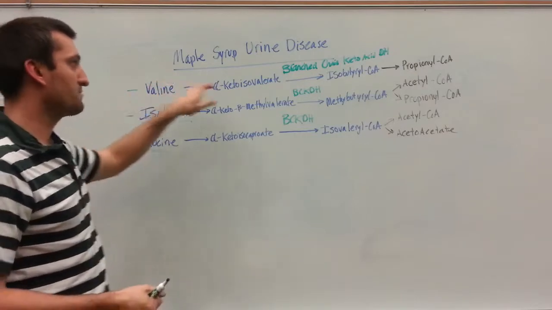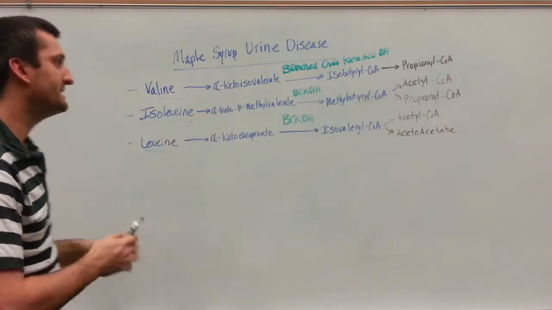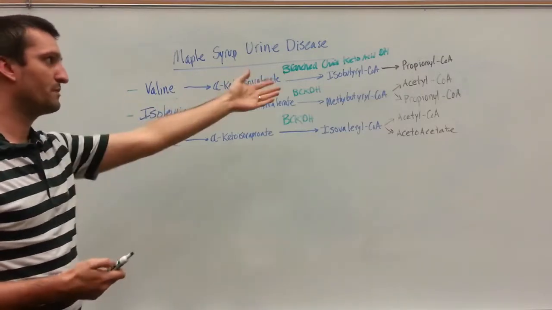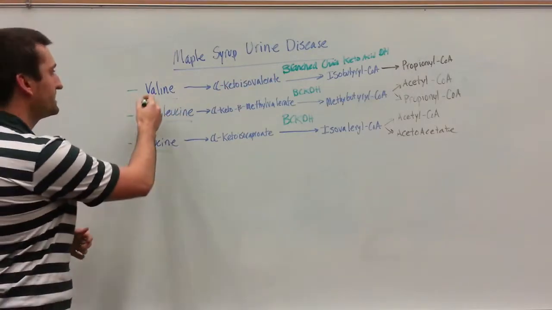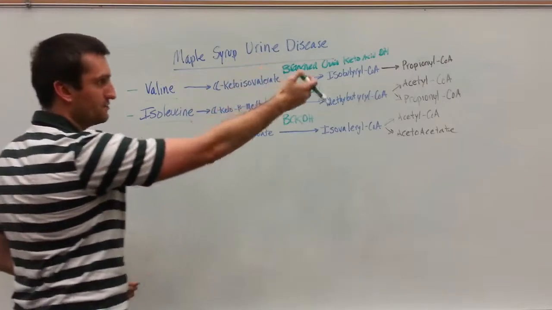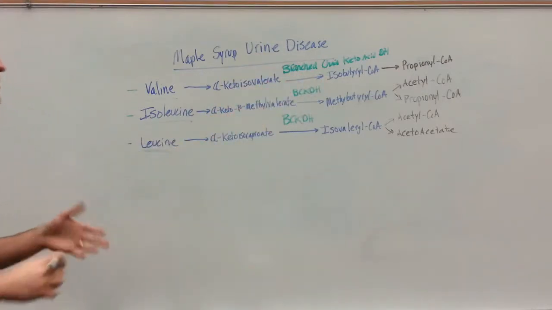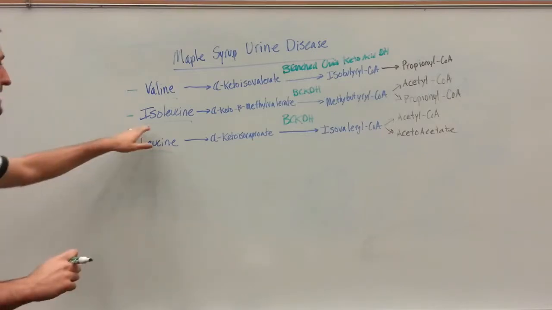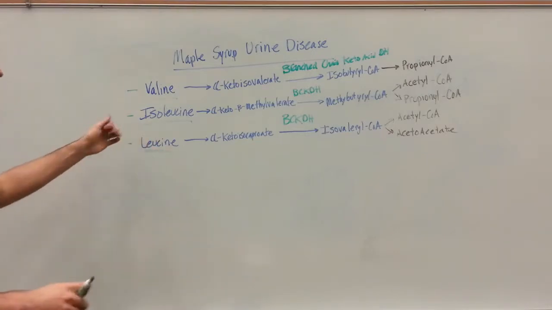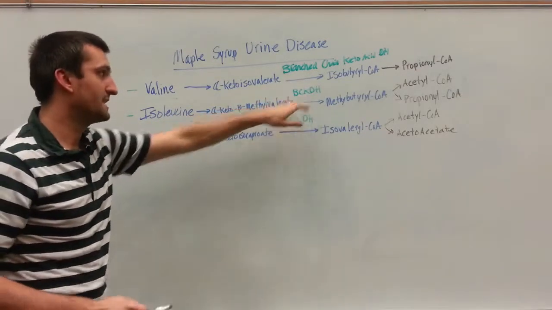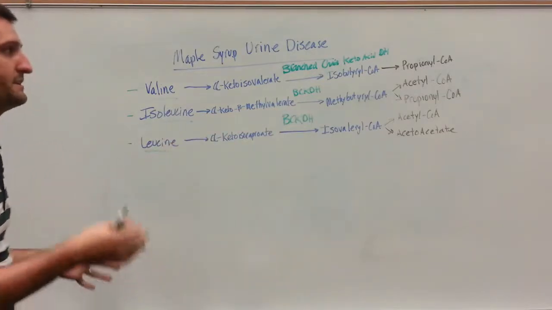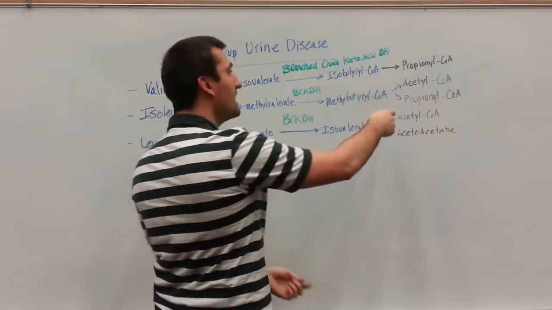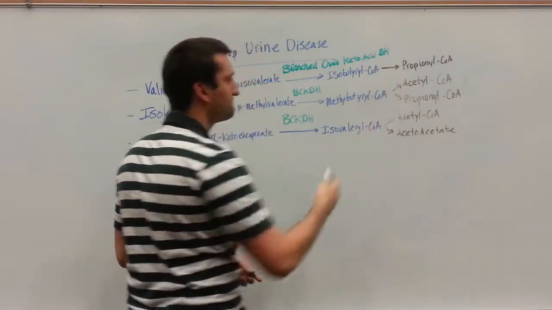Valine is going to be broken down by this BCKDH enzyme, and that's going to result in a propenyl-CoA. Valine gets broken down into propenyl-CoA, and that propenyl-CoA is then going to be used by the body in other pathways. Isoleucine, on the other hand, is also going to be broken down by this enzyme. However, it gets chopped into different products. And the products are going to be acetyl-CoA and then also propionyl-CoA.